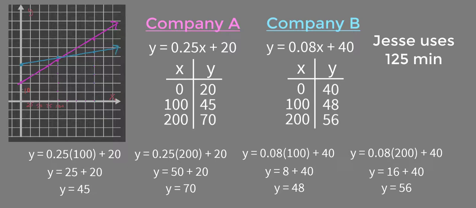So what we're wanting to know is, this question right here is 125, which would be right here. So if we look up here, we're looking at 125 minutes, which one is lower? And it's fairly obvious that company B is lower. So Jesse would want to use company B.